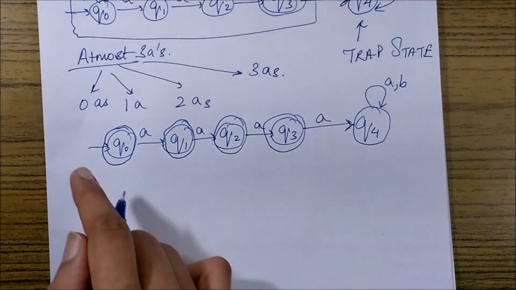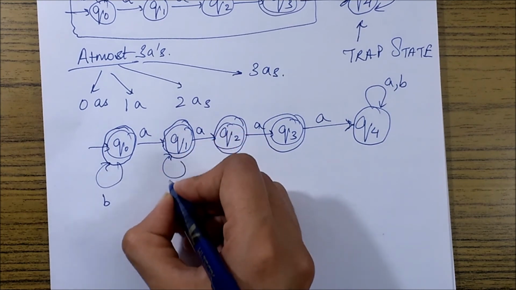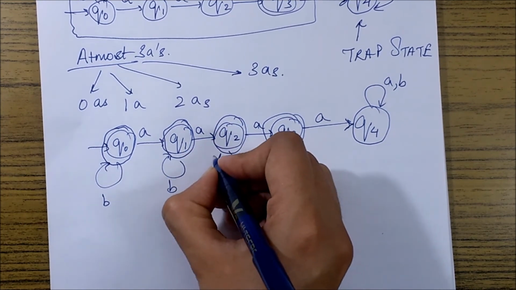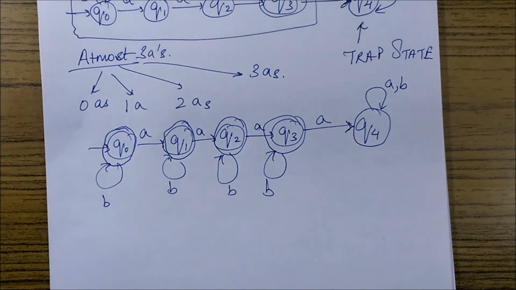Now let's complete this original DFA. Self loops on B, since there is no constraint on B. So this completes our DFA for the final case.